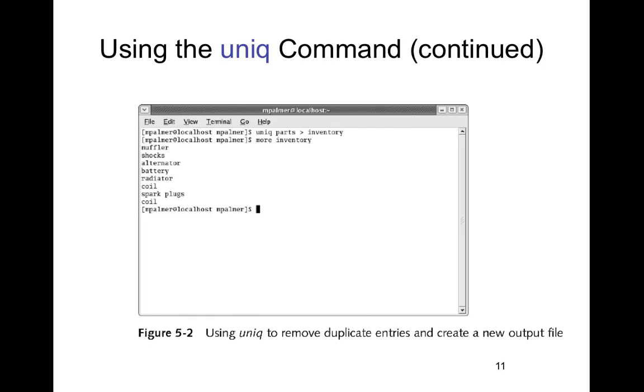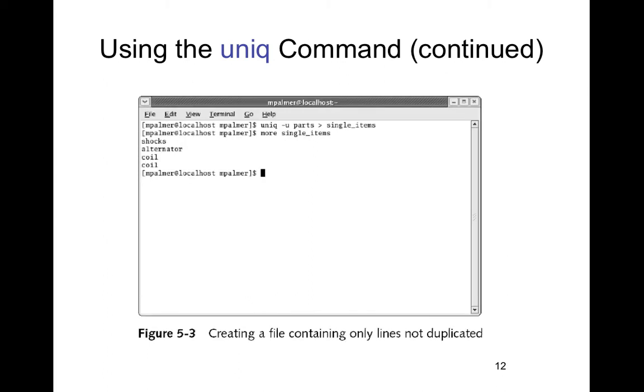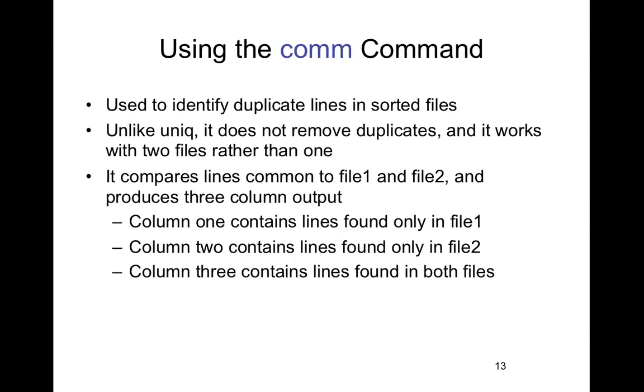Bad example. I guess I need to make a car part out of it. We got mufflers, shocks, alternators. Oh no, this is going to be uniq to remove the duplicate entries to create a new file output. Uniq -u parts creates a file containing only the lines not duplicated. So the -u would give us the non-duplicated ones. Experiment with it on your own, and you'll see what happens. You'll have to do this anyway in one of the assignments.